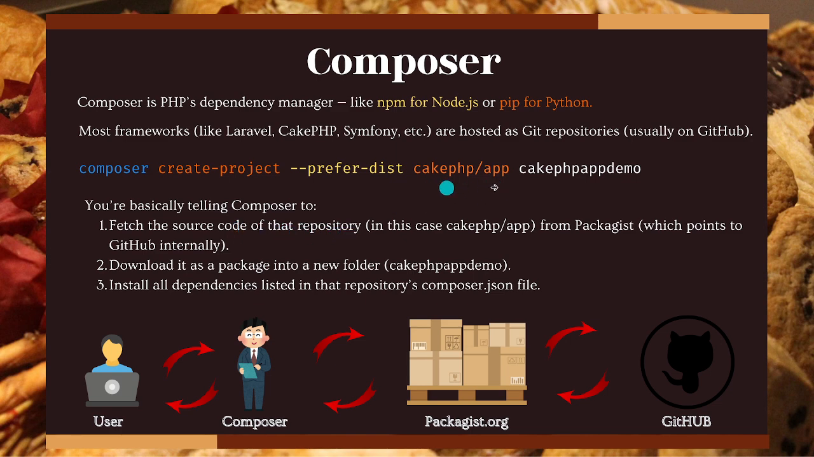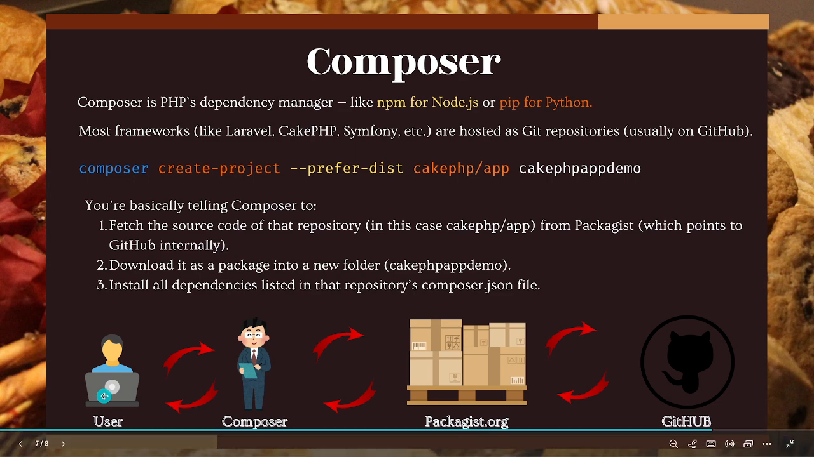We have a repository name, CakePHP/app, from Packagist, which points to GitHub internally. What is the meaning of that? You are the user, and you run this command. Then you tell Composer, okay Composer, can you fetch this CakePHP app from packagist.org? Then the request is sent to packagist.org, and internally it fetches from GitHub and gives it to Composer, and Composer sends it to your terminal.